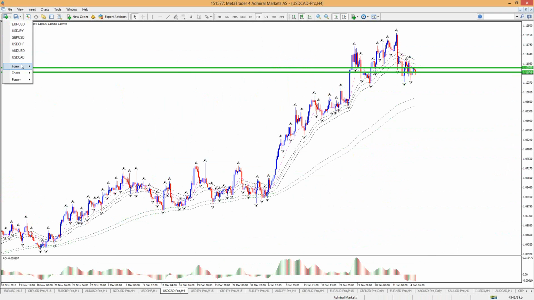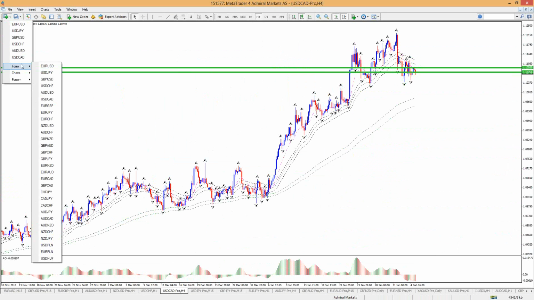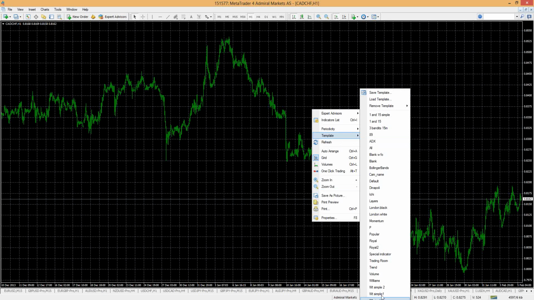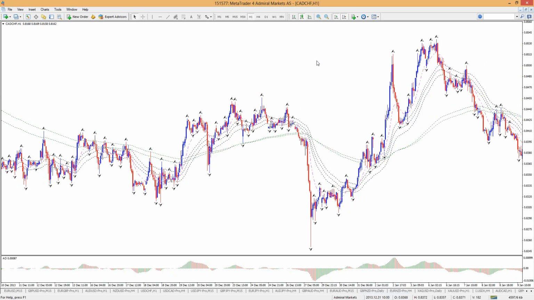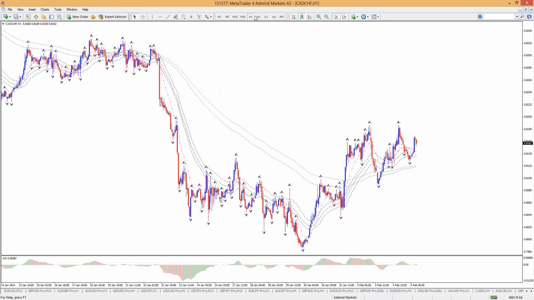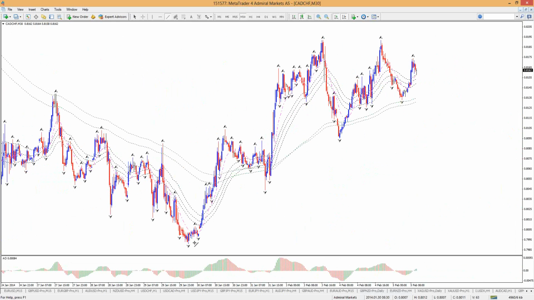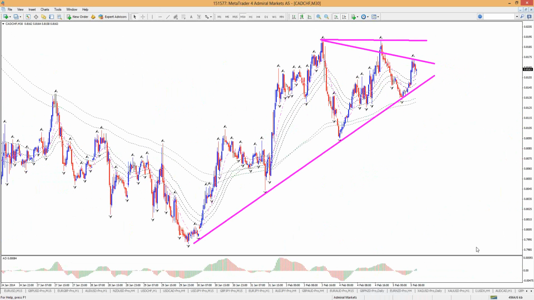CAD Swissy is something that I noticed as well. Let's take a look. CAD Swissy here, looking for a potential break of this trend line. It's a pretty massive trend line, or even this trend line, right? It's in a way tucked into this triangle formation. So that's always interesting if you get these chart patterns and you can use these trend lines, and a break of either could be a decent trade setup.